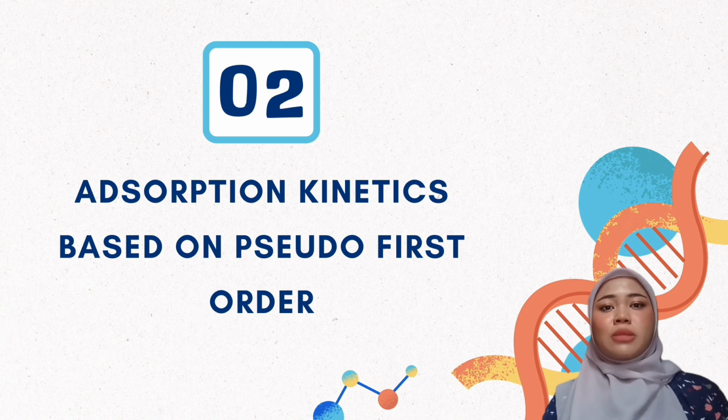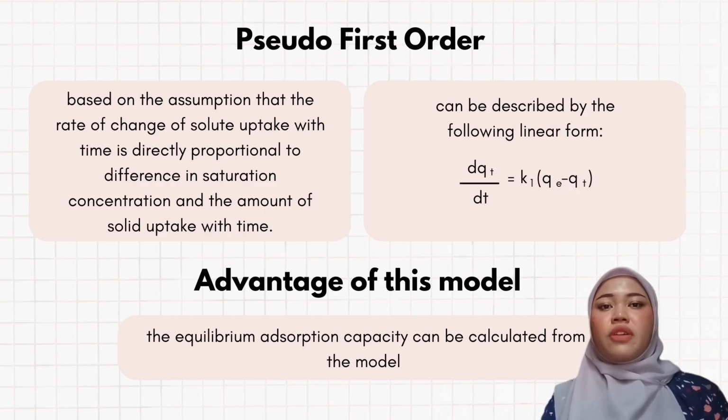So, I'm going to explain briefly about the pseudo-first order model, based on the assumption that the rate of change of solute uptake with time is directly proportional to the difference in saturation concentration and the amount of solute uptake with time. It can be described by the following linear form, which is shown on the slide. The advantage of this model is that equilibrium adsorption capacity can be calculated from the model itself.